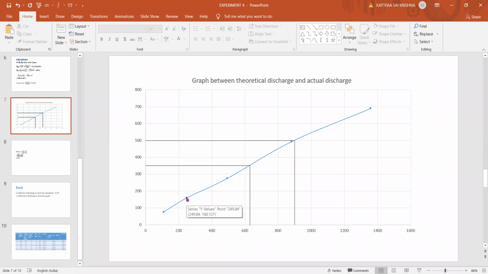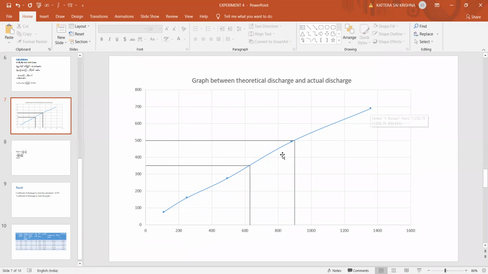Next, the second one: the x value, Q theoretical, is 249.84 and 160.42 is your y value. In that way, first mark all the 5 points. The third point is 493.07 on the x-axis, 274.9 on the y-axis. Next, the fourth point: 882 on the x-axis, 493 on the y-axis. And the last point is 1358 on the x-axis, 689 on the y-axis.